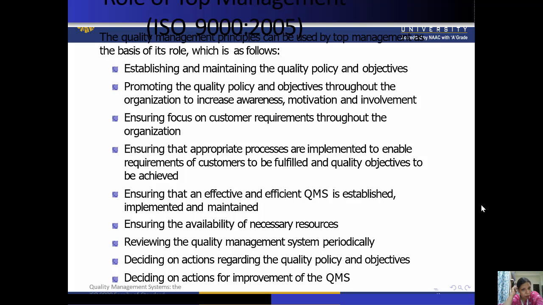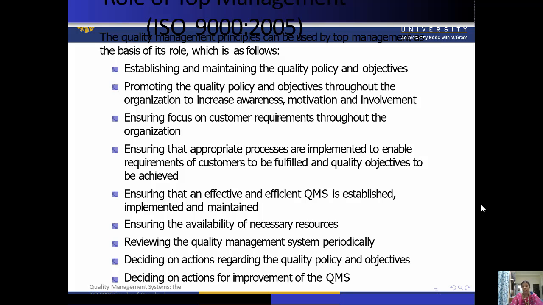So first one is establishing and maintaining the quality policy and objectives. So the first role under the quality management principles is to establish and maintain the quality policy as well as the objectives related to it. The second role of top management is to promote the quality policy and objectives throughout the organization to increase awareness, motivation and involvement. Okay, so first, top management is responsible for making the quality objectives as well as establishing the quality policies.